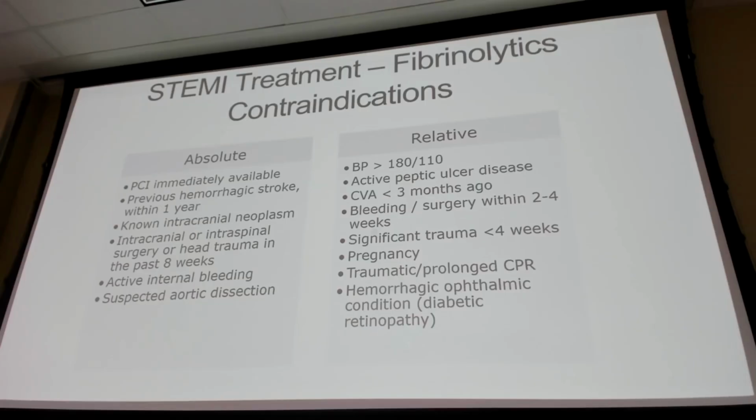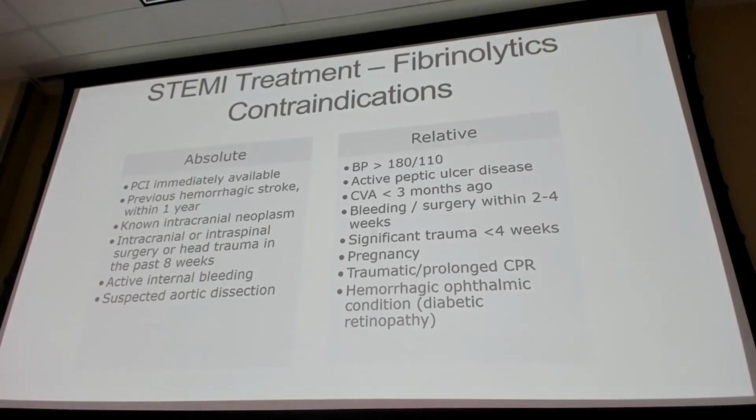And then relative contraindications: their blood pressure, so that's something we can control in those patients. Any significant trauma in the past 4 weeks, cerebrovascular accident, any recent surgeries in the past month, and any diabetic retinopathy or hemorrhagic ophthalmic condition. Those are relative contraindications. Like everything in medicine, we need to weigh the risks versus the benefits and whether we're going to get anything out of this treatment. They're not absolute contraindications, but we do need to consider them.